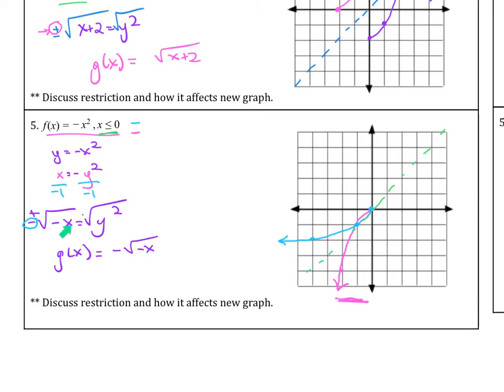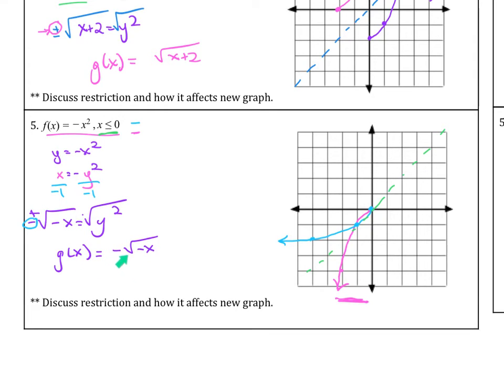So it's a plus or minus square root of negative x equals the square root of y squared. Okay, so when you divide by negative 1, it's negative x here. Then we square root to get rid of that square. And then we have plus or minus. Now because it's again less than or equal to 0, we only want the negative side of this function. So therefore, it is g of x equals negative square root of negative x.